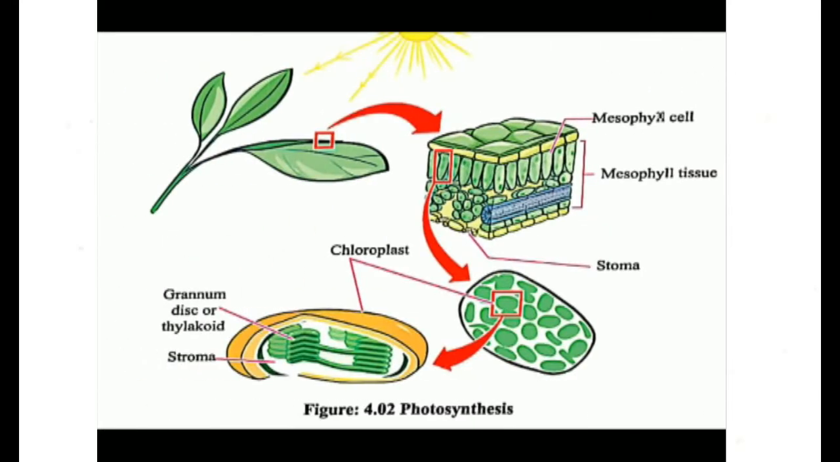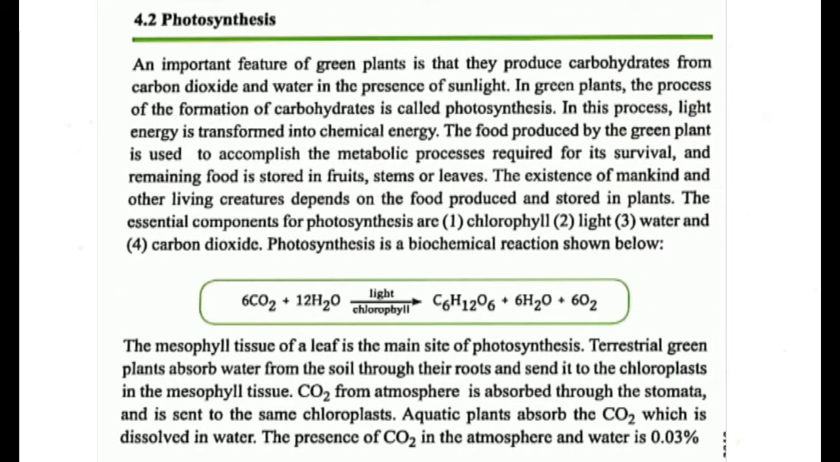The biochemical process by which green plants prepare carbohydrate food from water and carbon dioxide with the help of solar energy and chlorophyll, and release oxygen as a byproduct, is called photosynthesis. Generally, the equation is carbon dioxide plus water, and the main product is glucose.